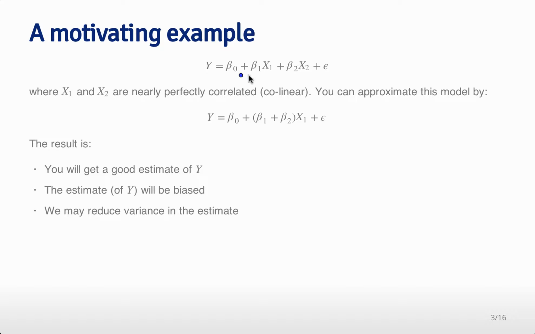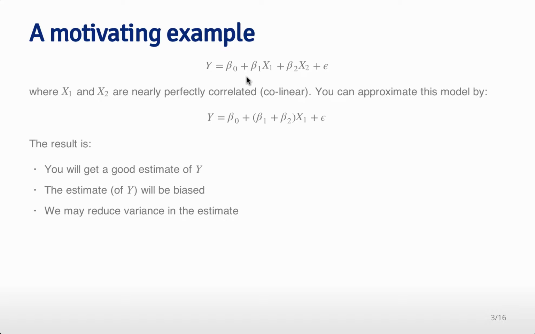So as a motivating example, suppose we fit a very simple regression model. There's an outcome y, and we're trying to predict it with two covariates, x1 and x2. So we have an intercept term, a constant, plus another constant times x1, plus another constant times x2. Assume that x1 and x2 are nearly perfectly correlated. In other words, they're almost exactly the same variable. The word for this in linear modeling is often collinear.